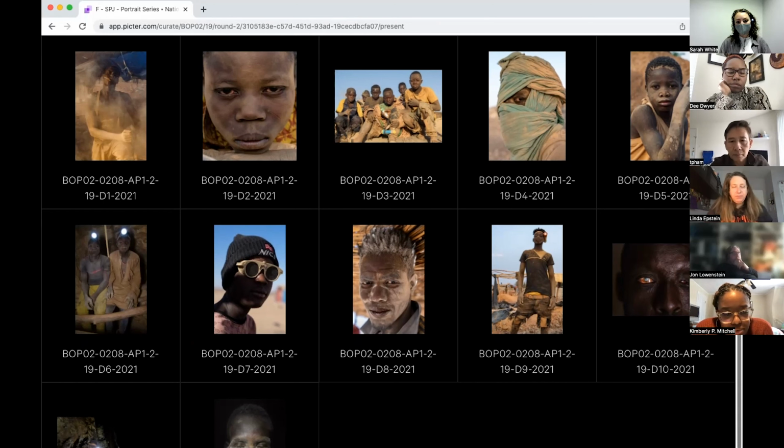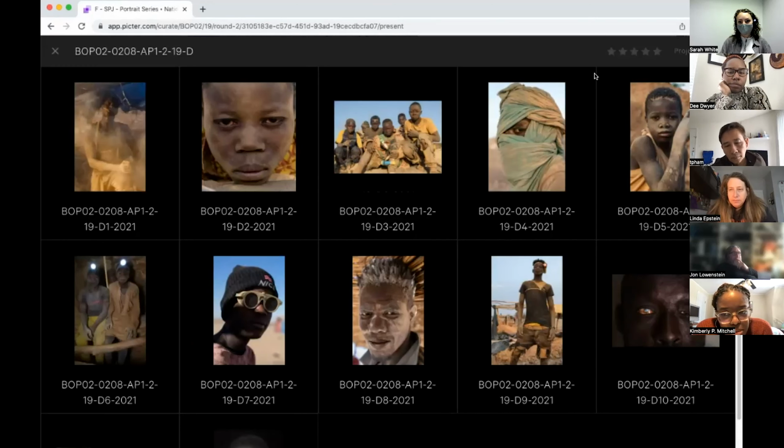I like it, for now at least. I think there are some really powerful images in here.